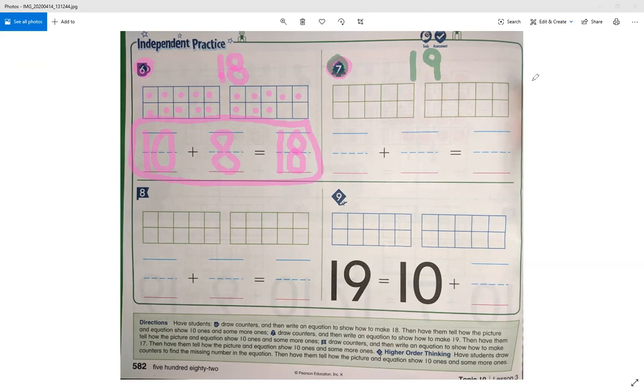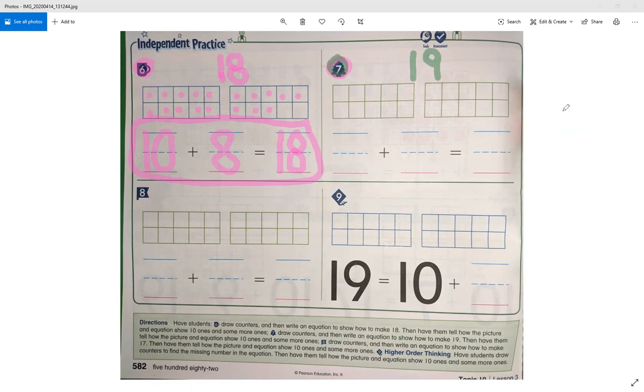So think about how you make 19. Are there 10s involved? Is there one set of 10? And then 19, how do you make it? How many more ones after you make 10 is going to make 19?